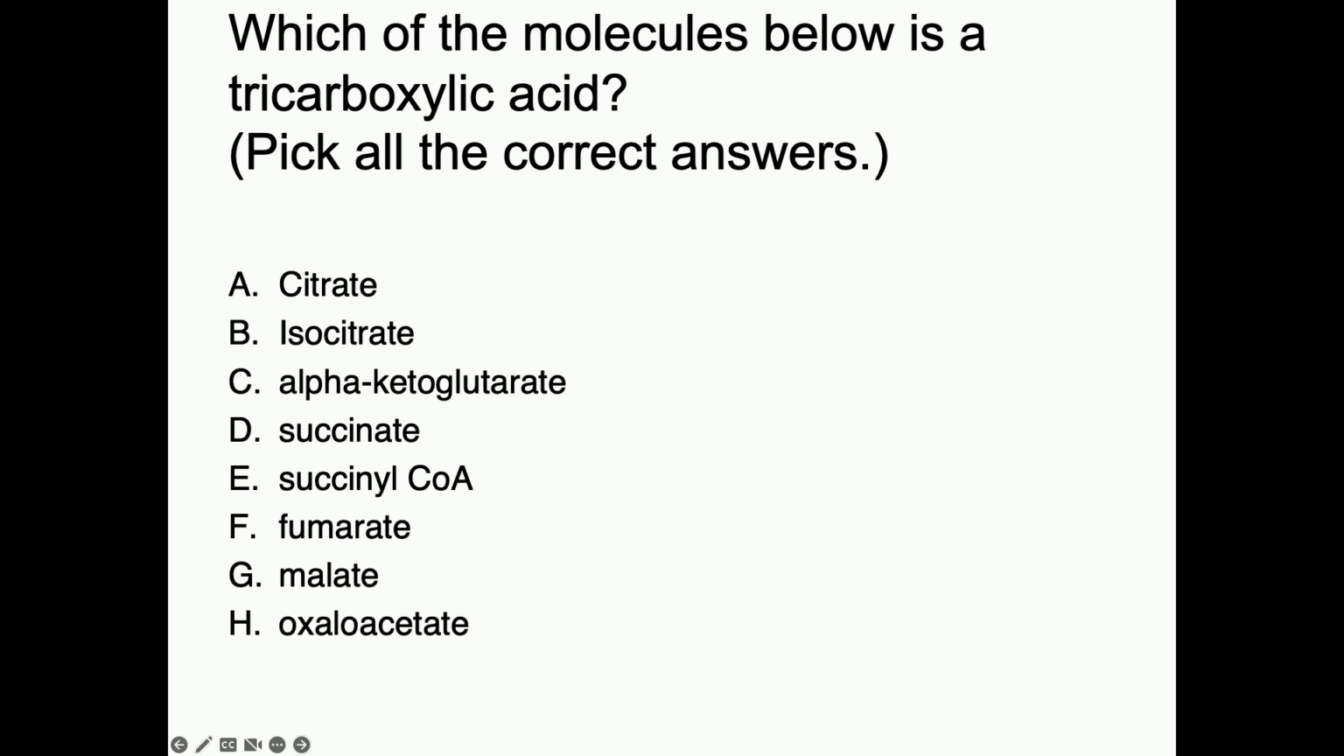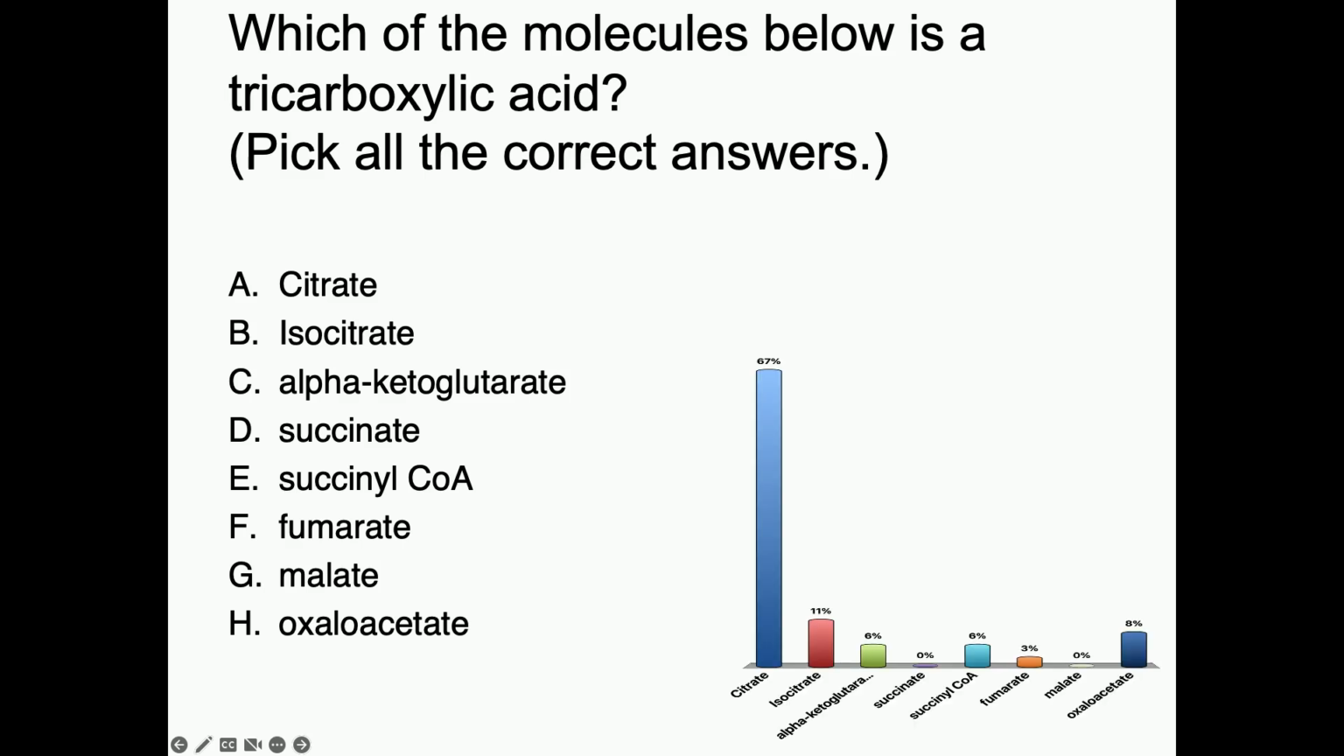Okay. Everybody got a chance to answer here? Okay, so citrate and isocitrate are the two tricarboxylates.